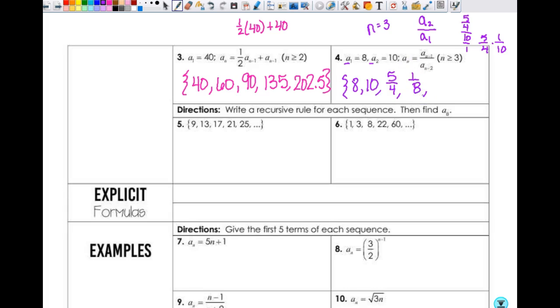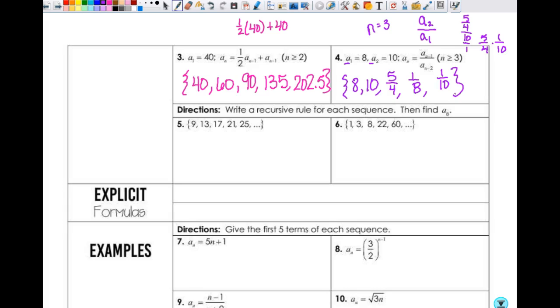Good. Then you find the last one. You're going to put 1/8 over 5/4, right? Which is not nearly as scary as you make it out to be. Did I get 1/10? We good?